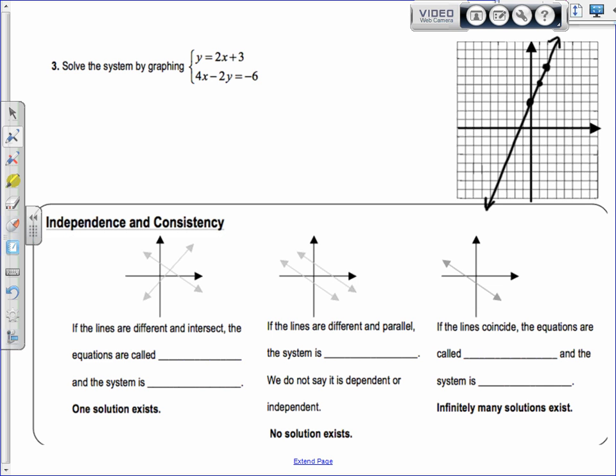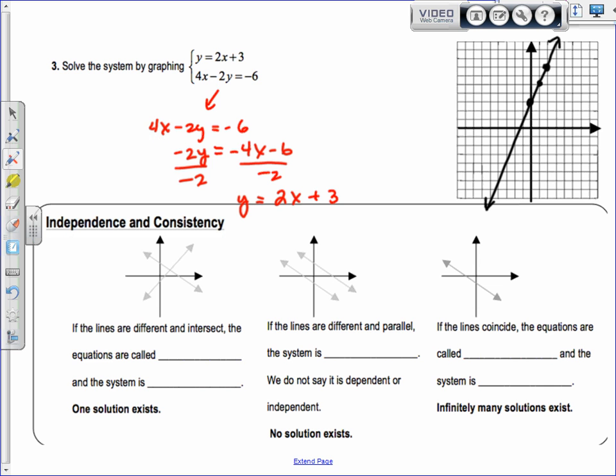We get that. Okay, and the next one, we have 4x minus 2y equals -6. Okay, so let's solve that one for y. So I'm going to have 4x minus 2y equals -6. So I'm going to subtract the 4x over and divide by -2. So you end up with y equals 2x plus 3. What do you notice?